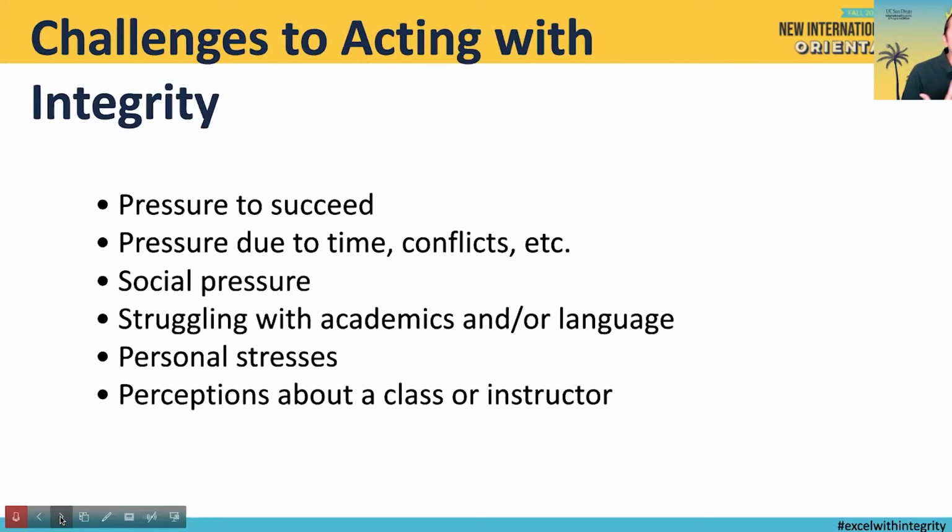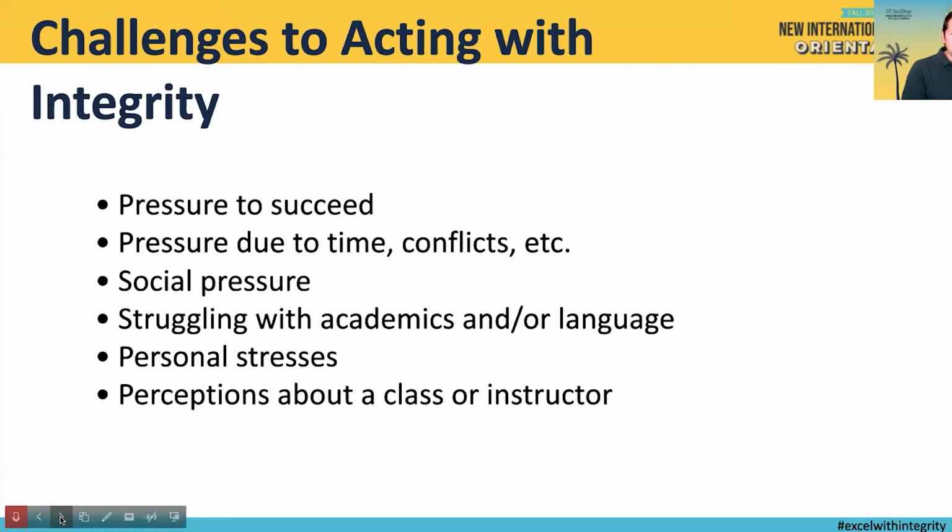So we have to work at recognizing when we're feeling that pressure to succeed, the pressure from deadlines or conflicting priorities, social pressures, when we're struggling with academics or language, we must also take care by being aware of our personal stresses and our own perceptions about a class or an instructor, as well as just the regular interruptions to our work or our focus as a result of our daily life or even world events.